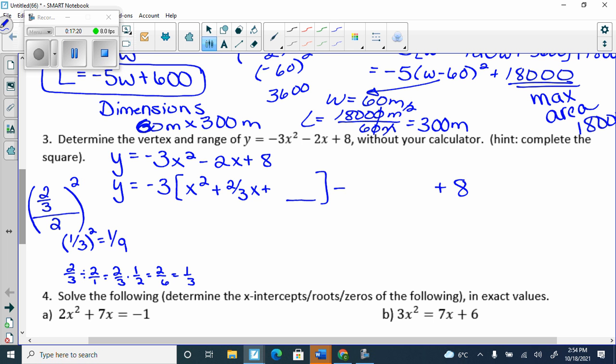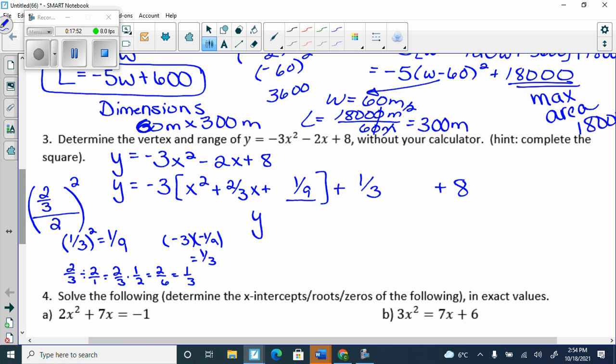I haven't done anything crazy. I'm literally just following the same steps. And you have a calculator that's very expensive that will help you if you're stuck. So we're going to go 1/9. And then I have to minus 1/9. But the 1/9 has to be multiplied by the negative 3. So negative 3 times negative 1/9 is positive 1/3. So we get plus 1/3 plus 8.